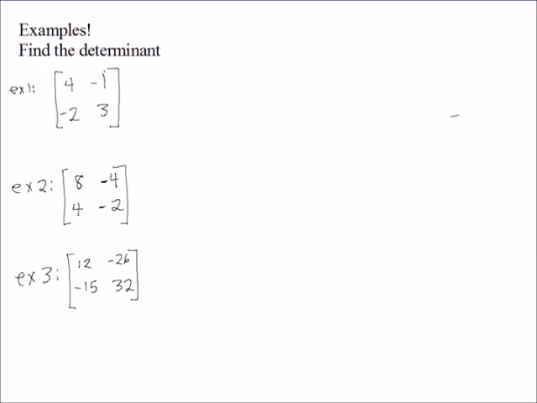Next card. So when you find the determinant, you're just going to take the front diagonal, the back diagonal, and then subtract. So this is going to be equal to 4 times 3 minus, okay, now pay attention to this one, -1 times -2, okay? So what happens when you have two negatives becomes a positive. So this is equal to 12 minus 2, okay? Got the 12 minus 2.